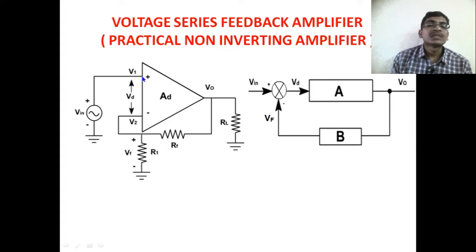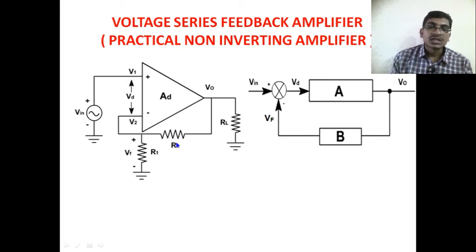This non-inverting input terminal is given the VIN AC input signal. That's why it is called a non-inverting amplifier, because the input voltage is given to the non-inverting terminal of our op amp. V0 is the output voltage and RL is the load resistance. From the output side to the input side, we are using the feedback resistor RF along with R1.